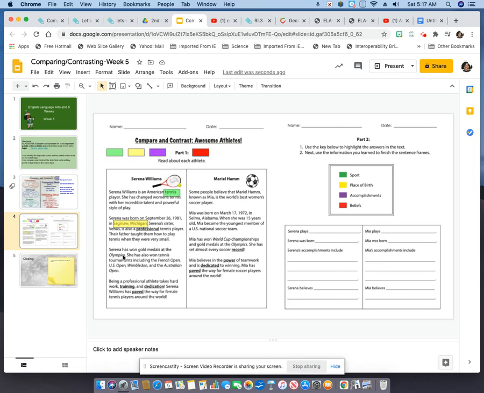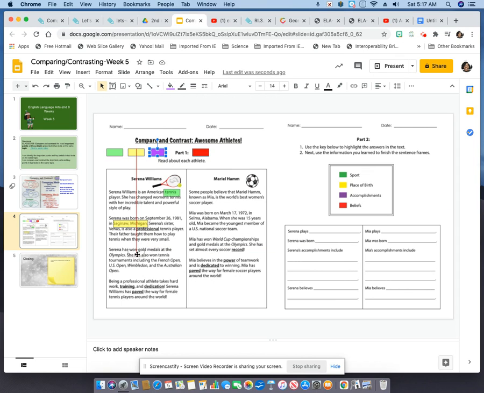Let's read the next paragraph. Serena has won gold medals at the Olympics. She has also won tennis tournaments including the French Open, US Open, Wimbledon, and the Australian Open. So what were her accomplishments? What was something she worked hard to achieve? We're going to use the purple highlighter.